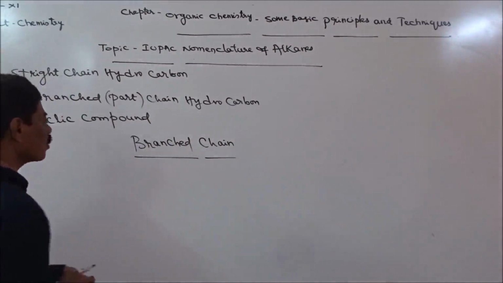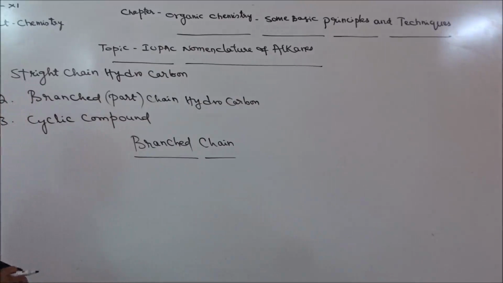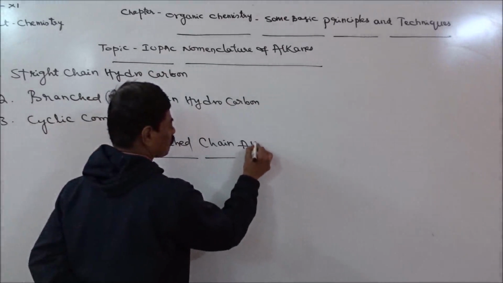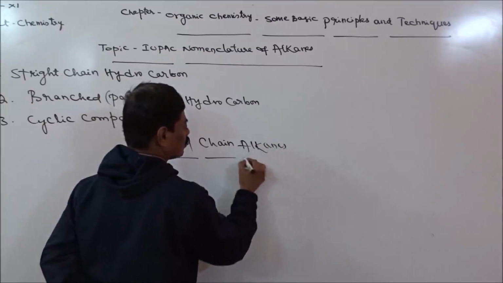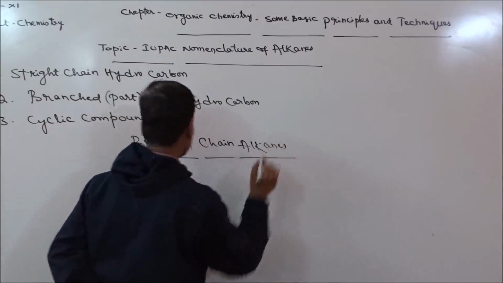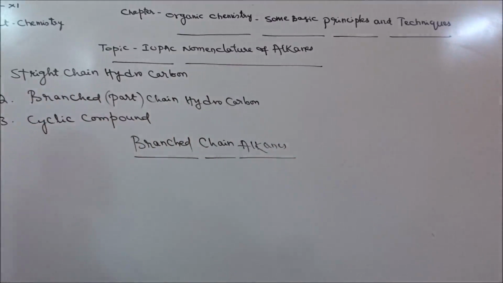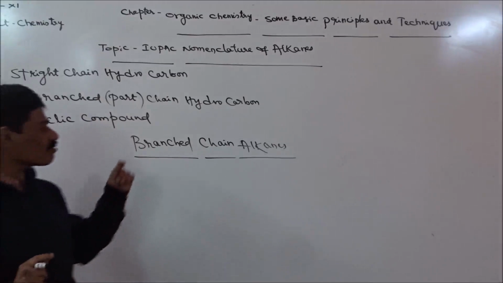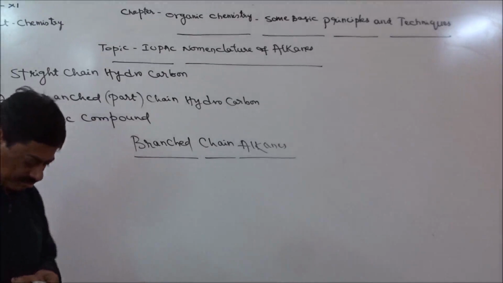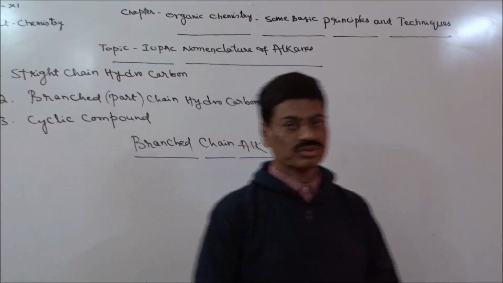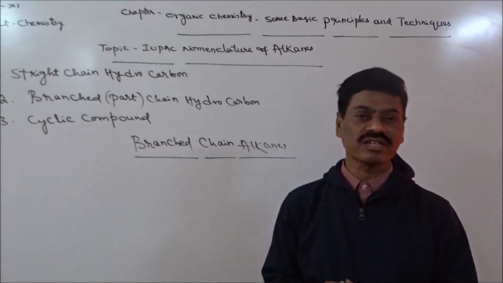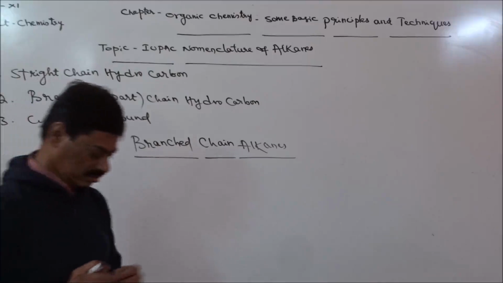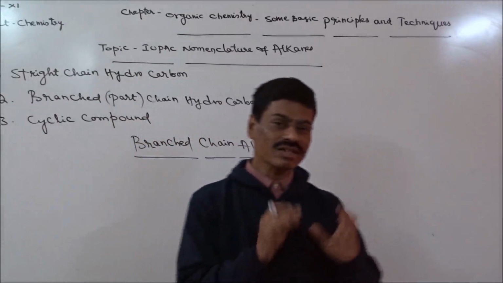Yes, children. Now we are going to see how the branched chain alkanes are named. So, nomenclature of branched chain alkanes. To understand nomenclature of branched chain alkanes, we have to follow certain rules. Like number 1, long chain hydrocarbon part or long chain rule.